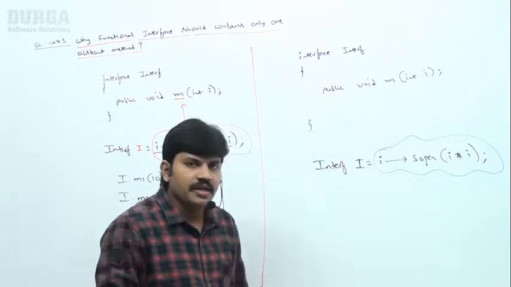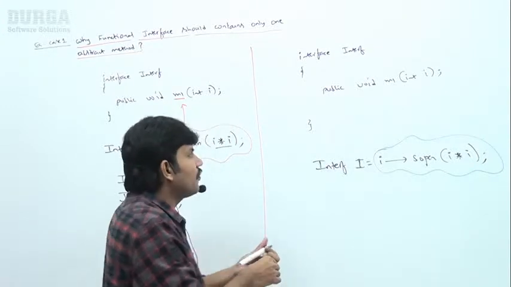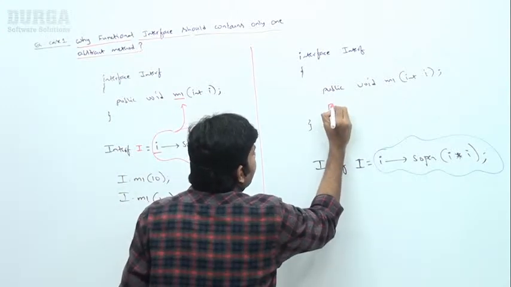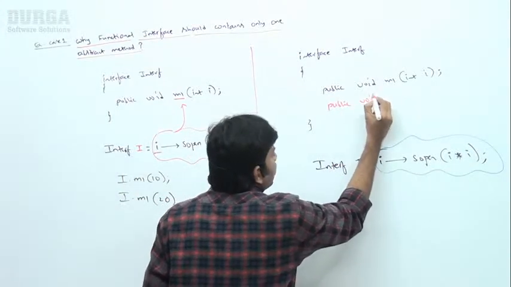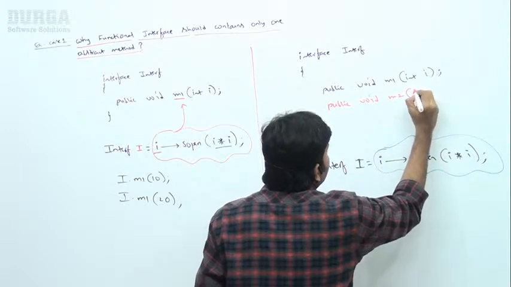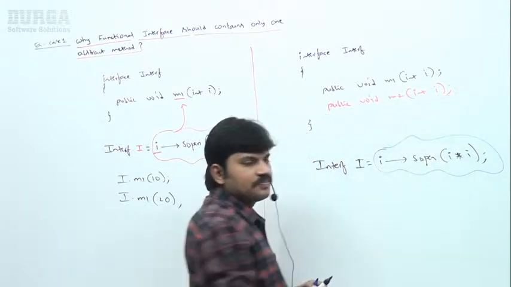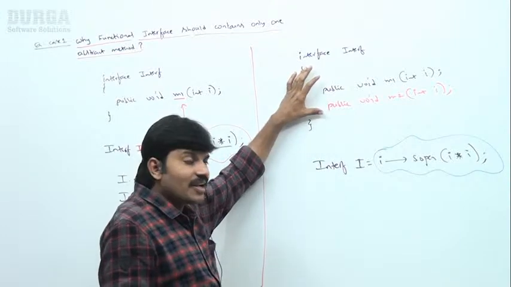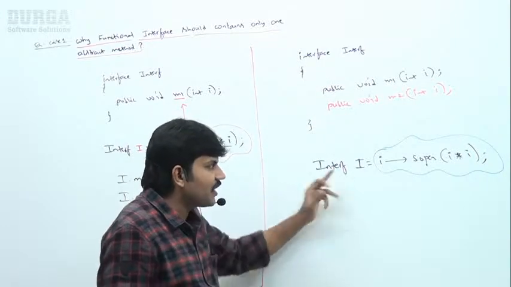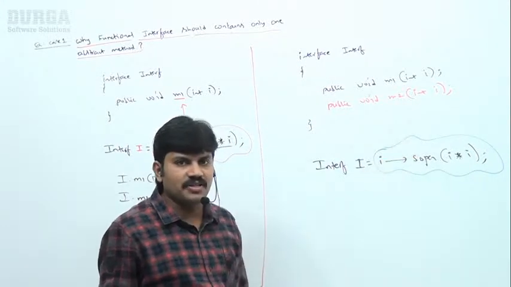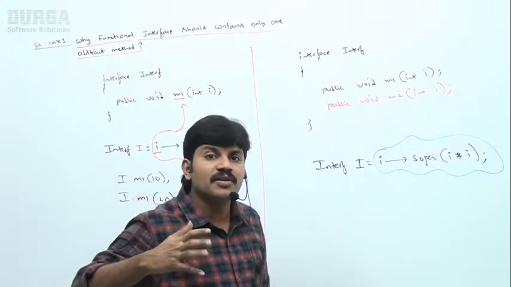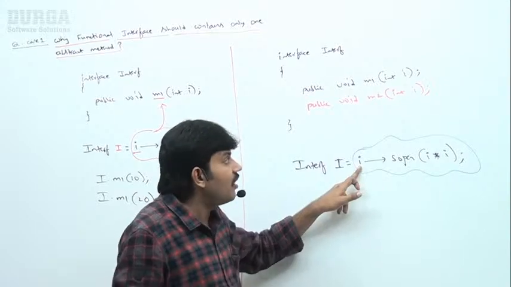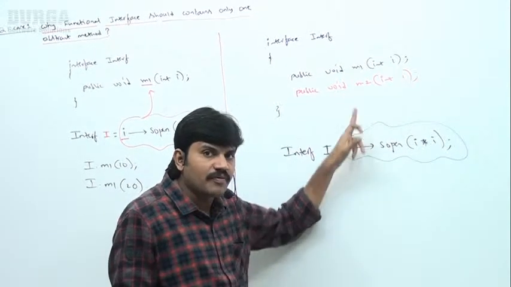By mistake, if I try to add one more method, okay? My new method is public void m2 of int i. Are you getting it? In total, how many abstract methods are there, sir? Two abstract methods. Now if that interface is used as the type for this lambda expression, the compiler is going to get confused. Is this i the argument of the m1 method or the argument of the m2 method?